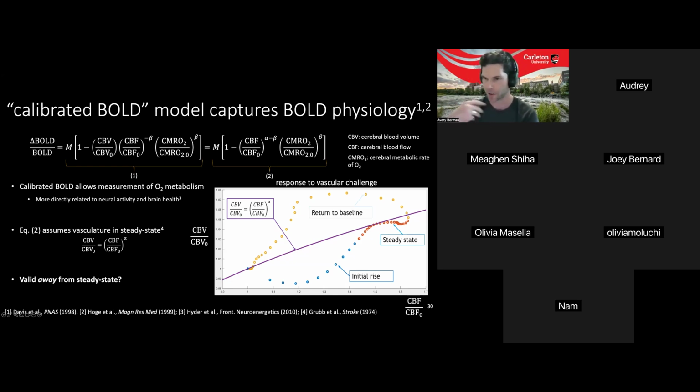And then we turn off the CO2 and go back to breathing normal air. This is our return to baseline, so blood volume and blood flow are both returning to baseline. This purple curve shows the steady state power law relationship between blood volume and blood flow. We can see that it does a really poor job of capturing all of these hemodynamic changes. It's pretty good in the steady state where it was developed for, but nowhere near good enough if we're trying to measure oxygen metabolism changes away from that steady state.